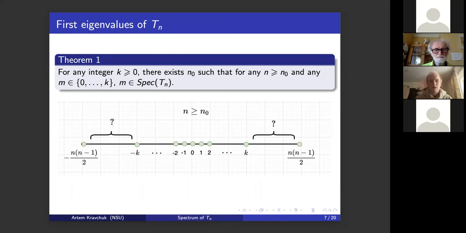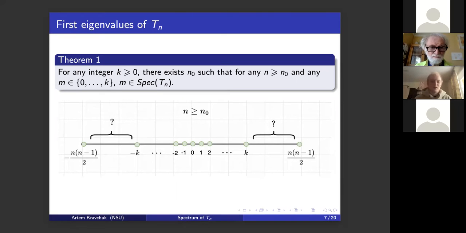And since the transposition graph is bipartite, if any integer number i lies in the spectrum, then the number minus i will lie in the spectrum too. And n multiplied by (n minus 1) divided by 2 is the largest eigenvalue of the transposition network graph, and we will show this fact later. But from some upper bound to the largest eigenvalue, we don't know which numbers are eigenvalues of the transposition network graph. So let's prove this theorem.